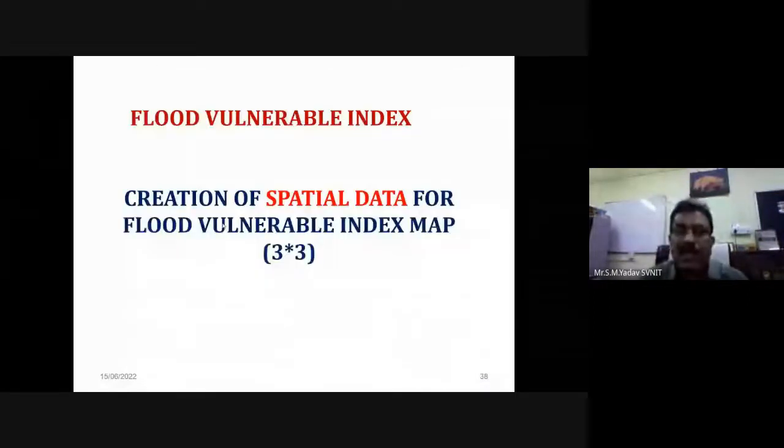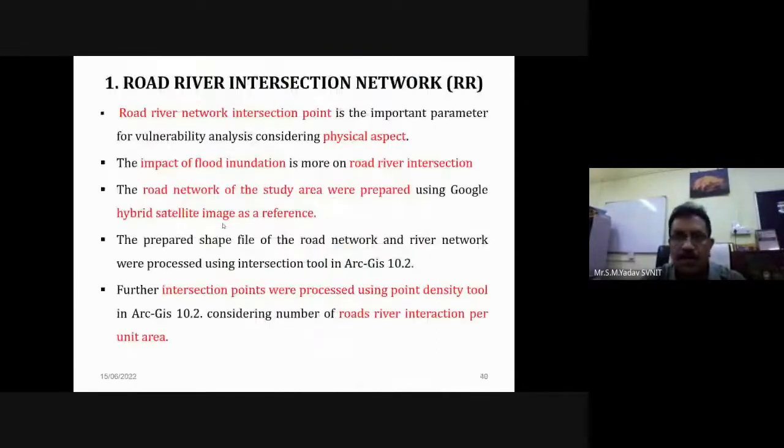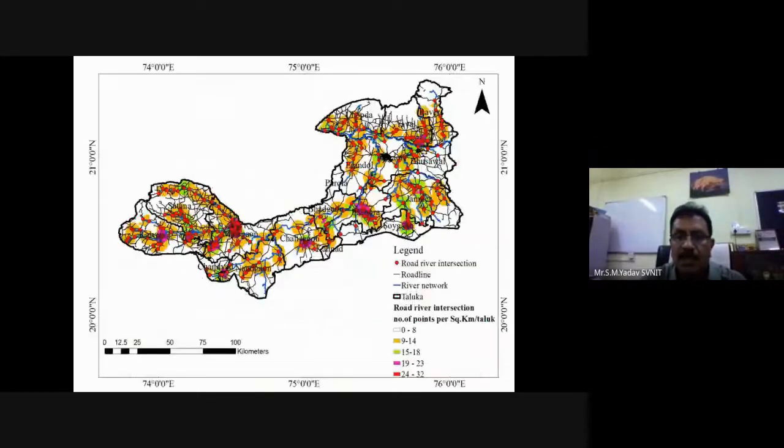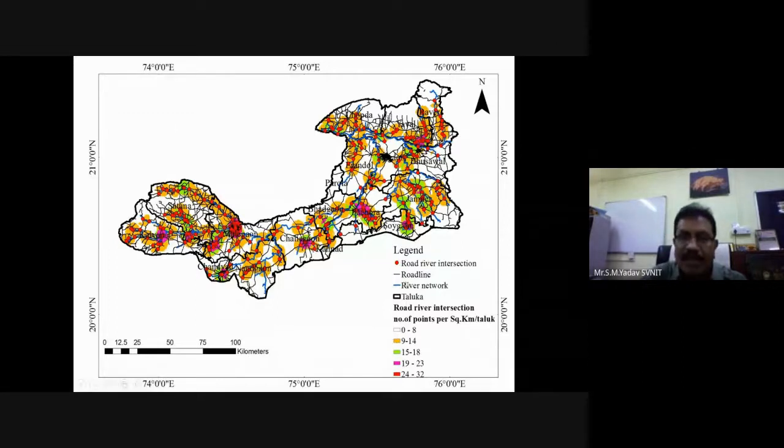Now for the flood vulnerable index, again creation of spatial data. Here we have considered 3 parameters, that is road river intersection, crop production, and population density. So first, for road river intersection of the road network, the entire region is divided into subparts, which are called taluka places. And for these taluka places, the intersection of road and river has been identified, as shown in the network with the red dots.